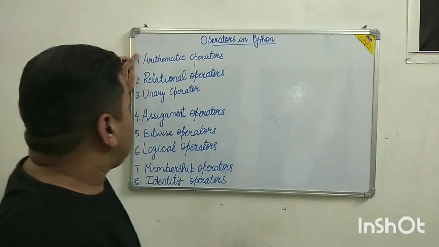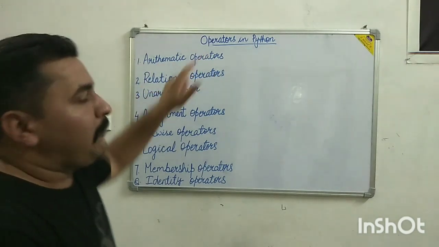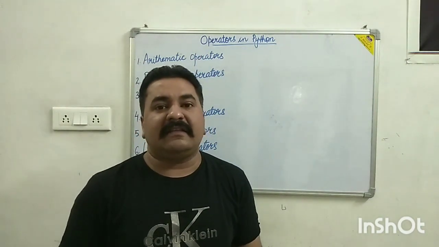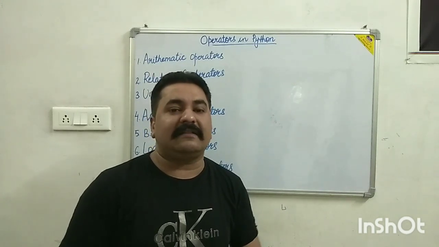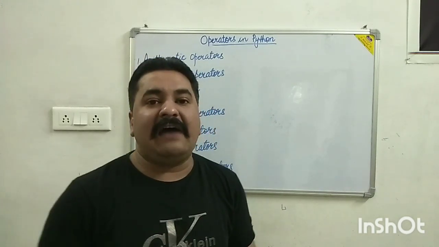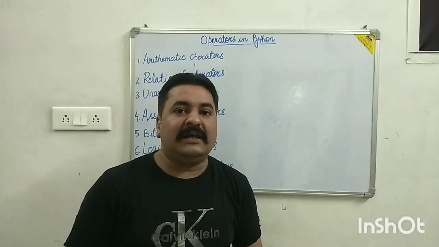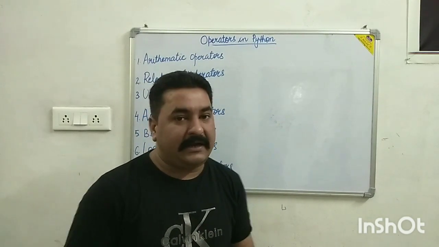Number one is arithmetic operator. We have done many things in C also with arithmetic operators. In arithmetic operators we have addition, subtraction, multiplication, division, modulus, and exponential operators.